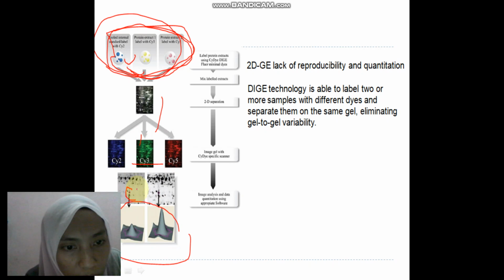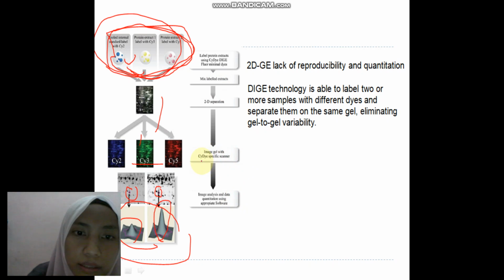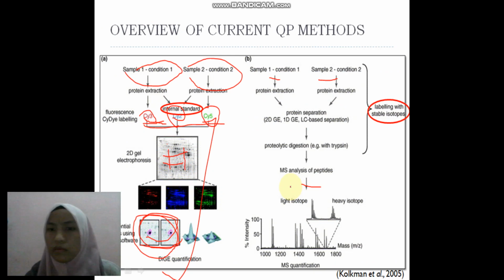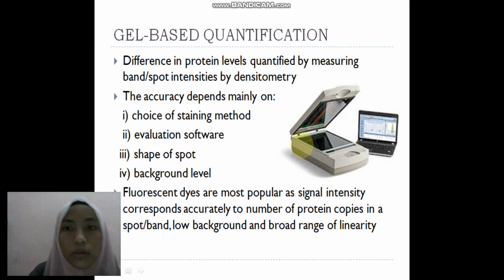In this case, you have this part, which correlates to a higher amount of expression of protein. The image is read, and the quantity is read with a Cy dye specific scanner. Basically, you put it on the scanner, just like the scanner that you have at home, and it reads based on the concentration using special software. Like I said before, this is the type of scanner that you use. You just put in your gel here, and the software will read it out for you. This is called the densitometer.